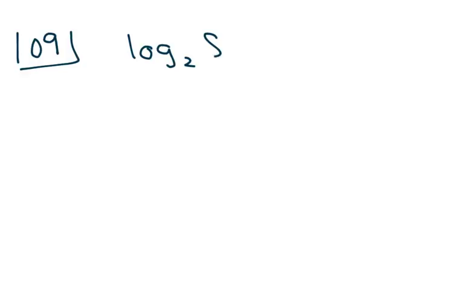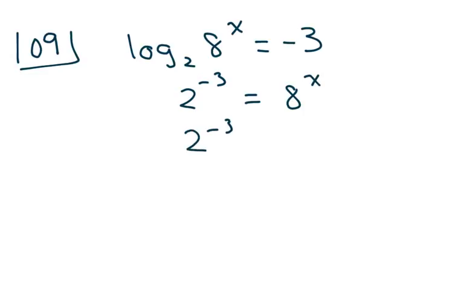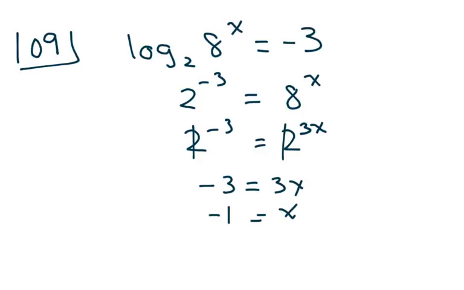And let's do 109. Again, we did some of these on your handout. So we have log base 2 of 8 to the x equals negative 3. So I'm going to write this as 2 to the negative 3 equals 8 to the x. I'm going to go ahead and write this as 2 cubed, and you multiply that by x. So we don't have to deal with that. Negative 3 equals 3x, so x equals negative 1. And that is my solution set.